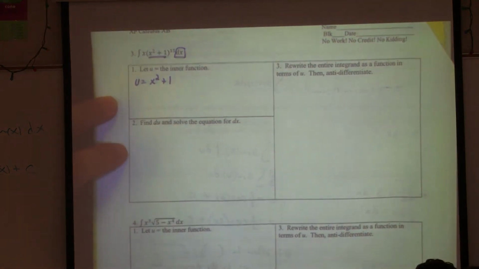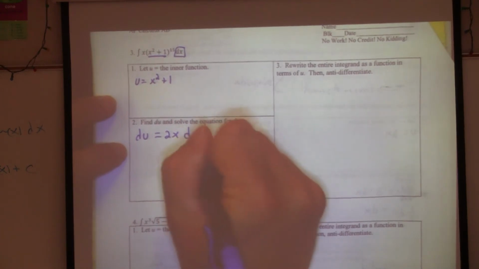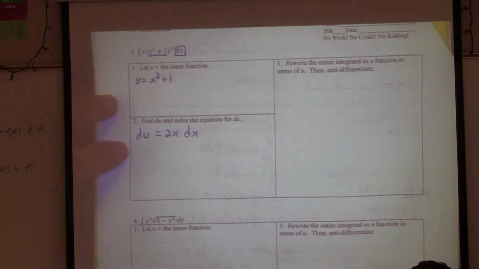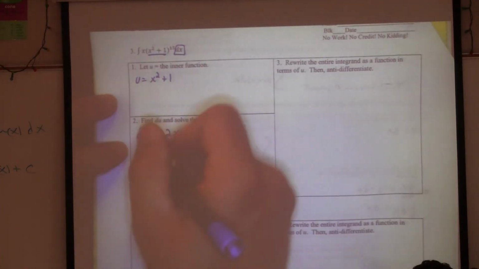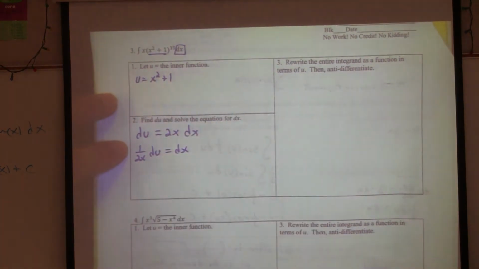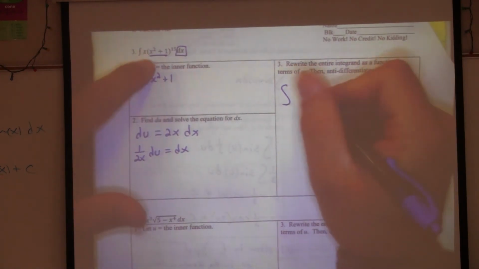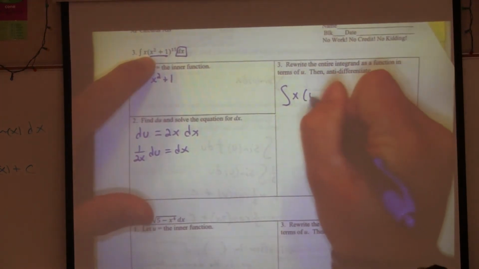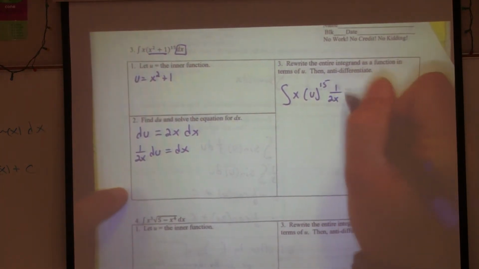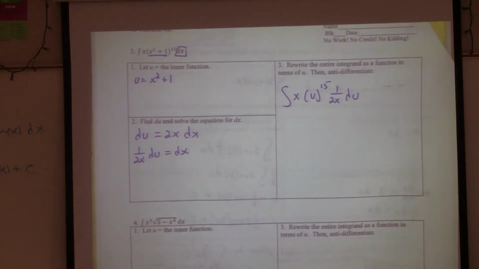So what would be du? 2x. Can I put the dx right there already? You understand what I meant by that? Divide by 2x, so we get 1 over 2x du is equal to dx. So let's replace what we know and see if it works out. We don't know x, that stays there. We're going to put u to the 15th power, and we're going to put 1 over 2x du in place of dx. The x is going?